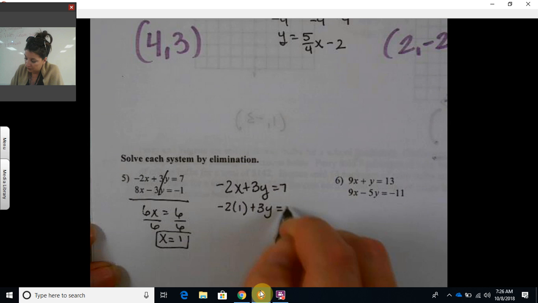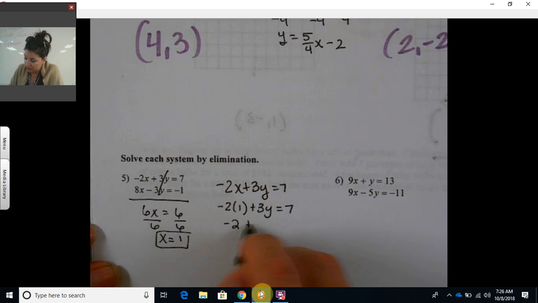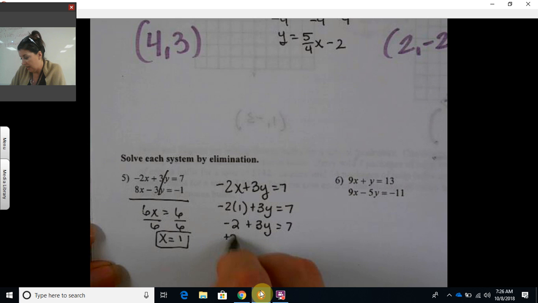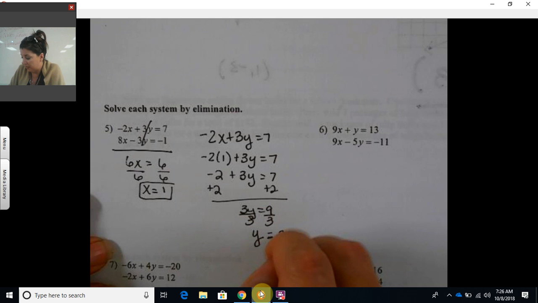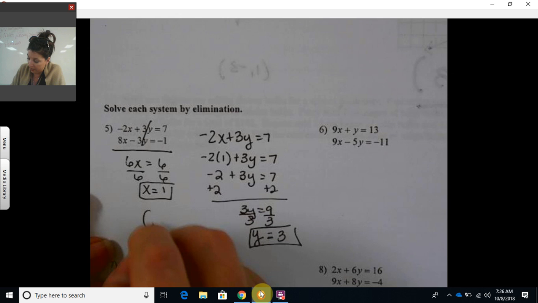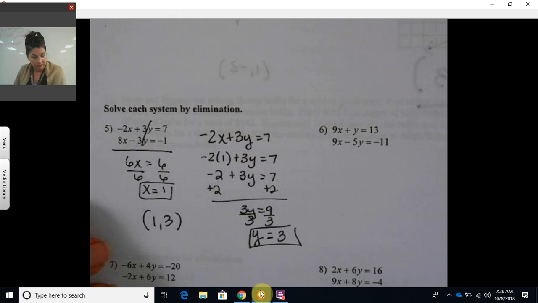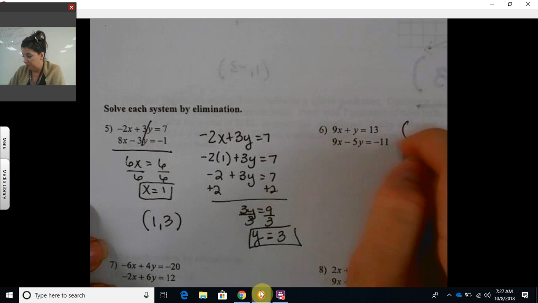So it's -2 plus 3y equals 7. Add 2 to both sides, and 3y equals 9. So if you divide each term by 3, 9 divided by 3 is 3. So that's going to be an ordered pair. X comma y is 1 comma 3. The answer to number 6 is 1 comma 4.